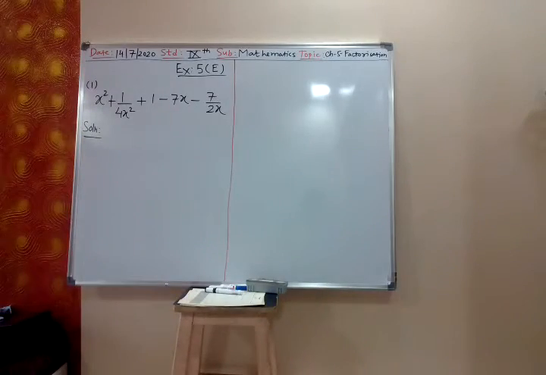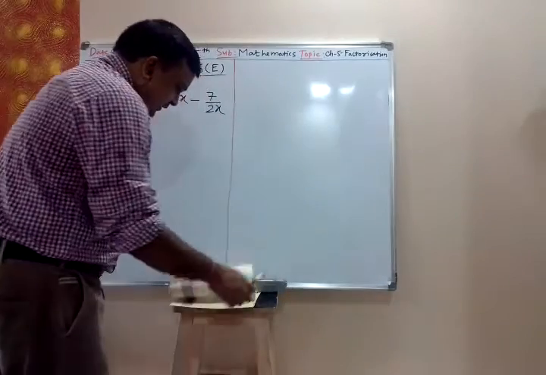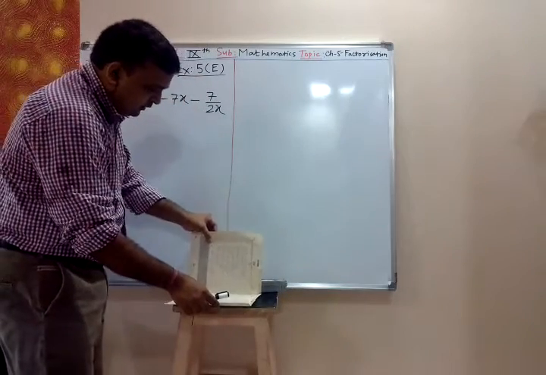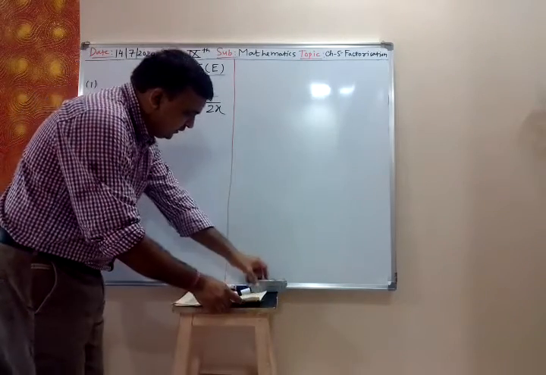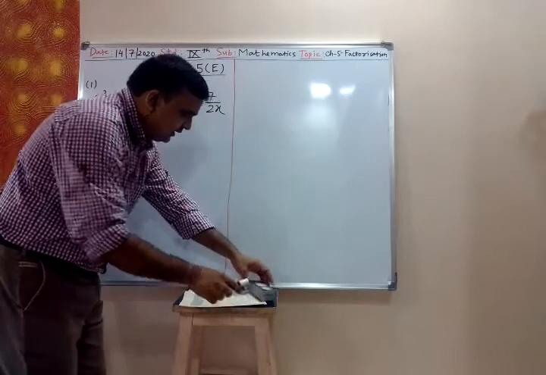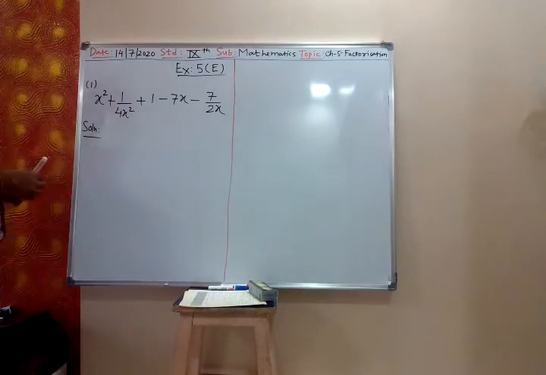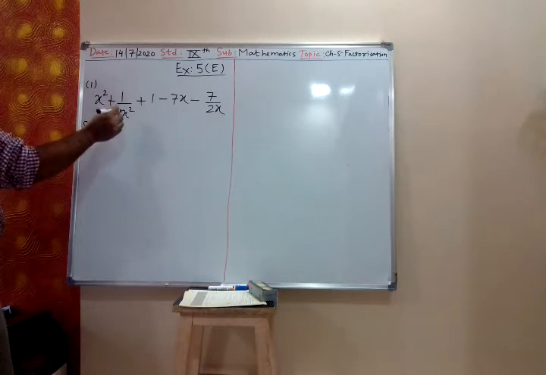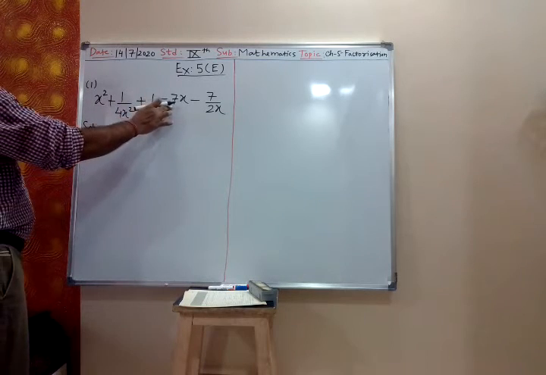Now let us start phi. In phi, 20 exercises, 20 problems are there. Let us start phi. First, x square plus 1 upon 4x square plus 1 minus 7.